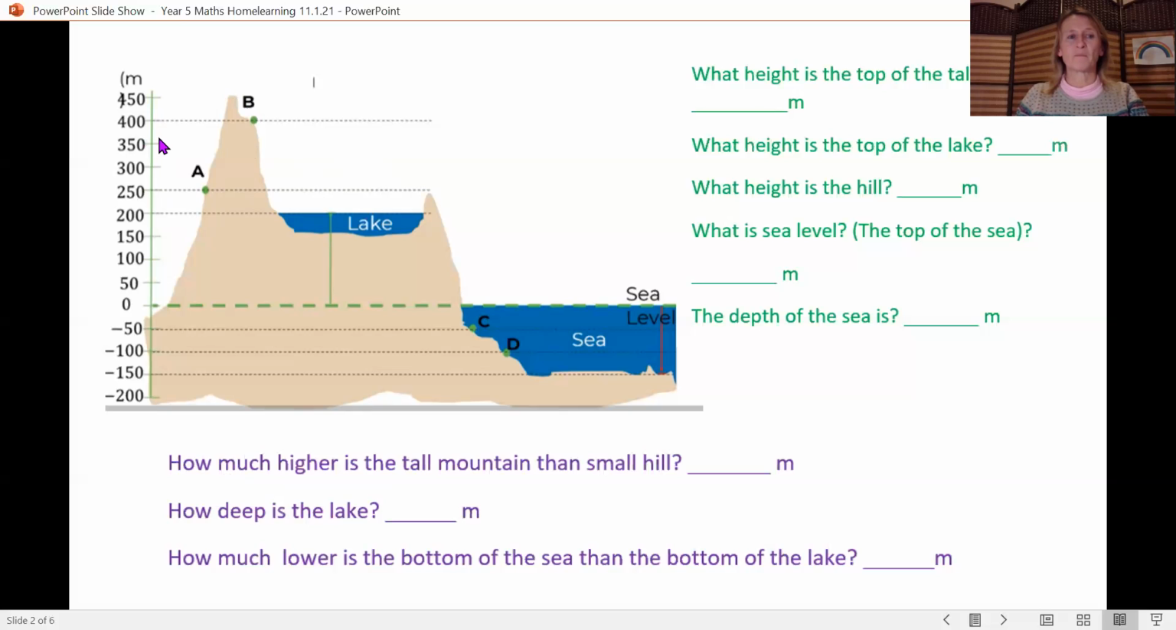Okay, so you need to count up in 50s because I want to know how much taller. I want to know the difference between the two of them. So you're going to count on from the lower one to the higher one.